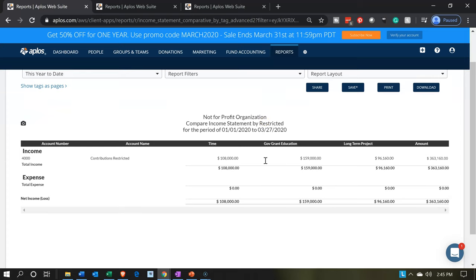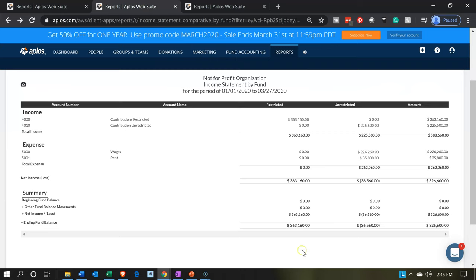So there's our restrictions. Now we have the contributions restricted income being broken out by the time restriction, the government grant restriction, and now our long-term project. There's our total restricted items, that 363,160. If we go back to our income statement, it's going to be tying out here with the 363,160. So that's going to be it for now. Let's get out of here.